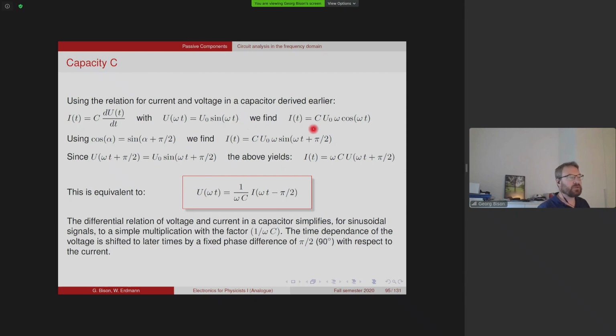And of course, the omega factor comes from the chain rule. So we also get this in front of the expression now. So the frequency scales the current. Yeah, and so in the case of a capacitor, the larger this frequency, the larger the current.